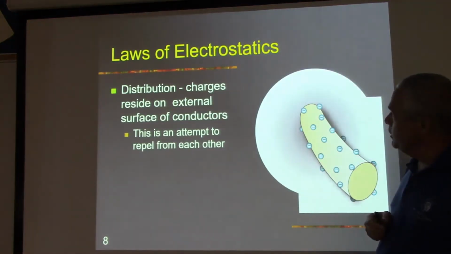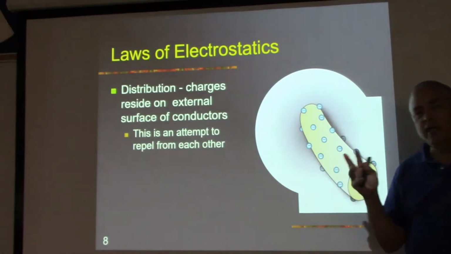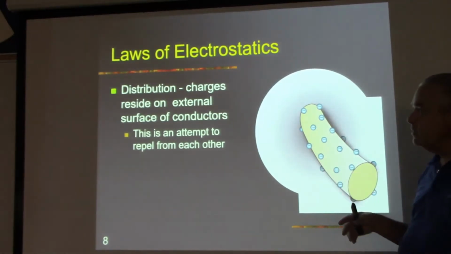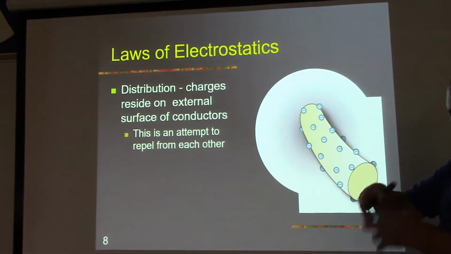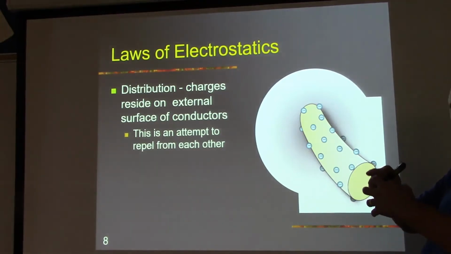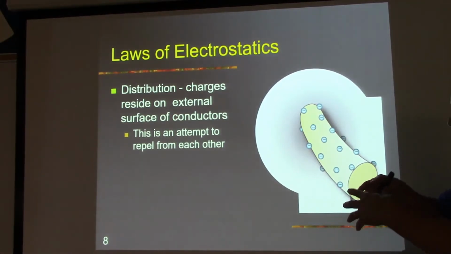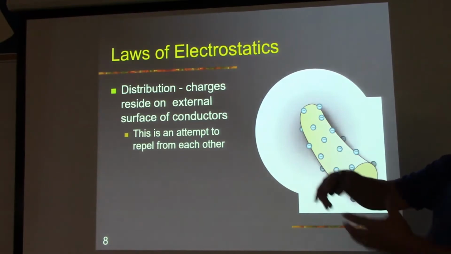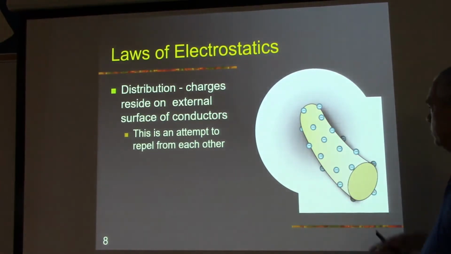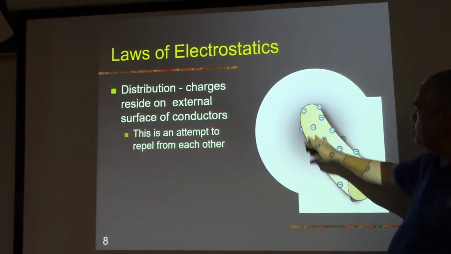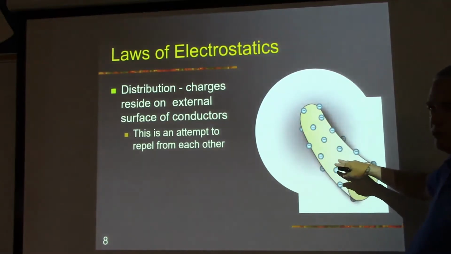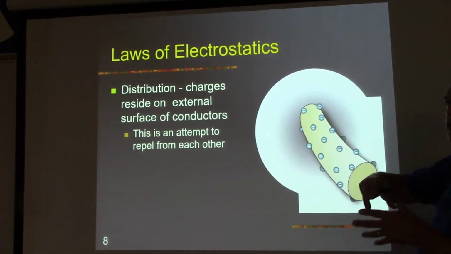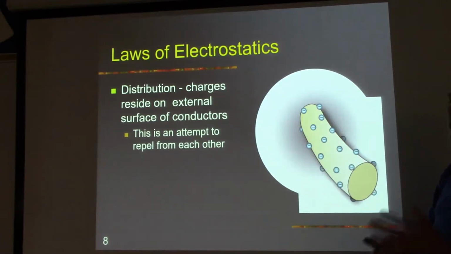Okay, some laws of electrostatics. On any object that is electrified, the charges are going to try to distribute themselves as far away from each other as possible, basically. So if there's a bunch of negative charge on a piece of plastic or a piece of glass, then those charges are going to distribute over that as evenly as they can, because they're just trying to get away from one another.